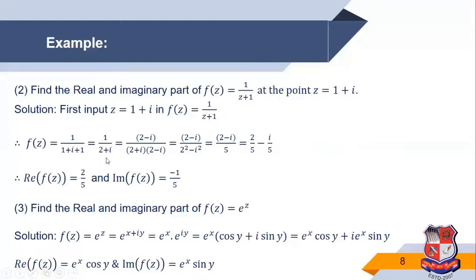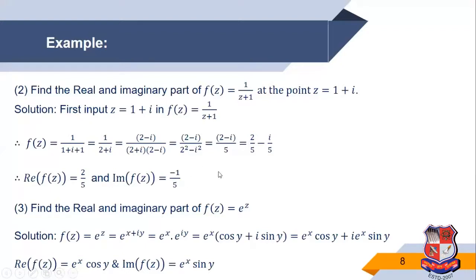Now the denominator depends on a complex number. So we multiply and divide with the conjugate, 2 - i, 2 - i. So we write numerator is 2 - i, denominator a plus b, a minus b formula. So 2 square minus i square. 2 square is 4, i square is -1. So total is 5. So (2 - i)/5. Then we separate them: 2/5 - i/5. So we can say real part is 2/5 and imaginary part is -1/5.